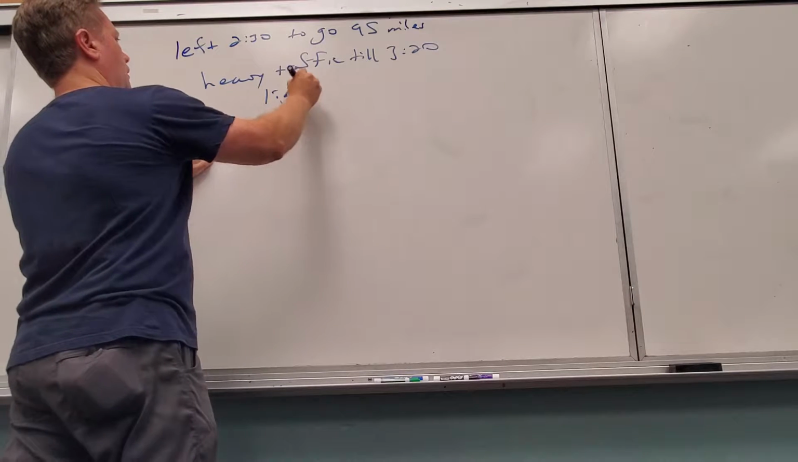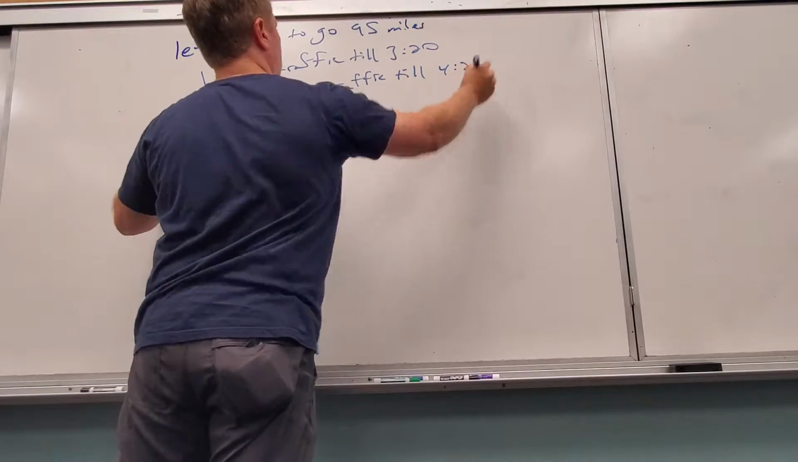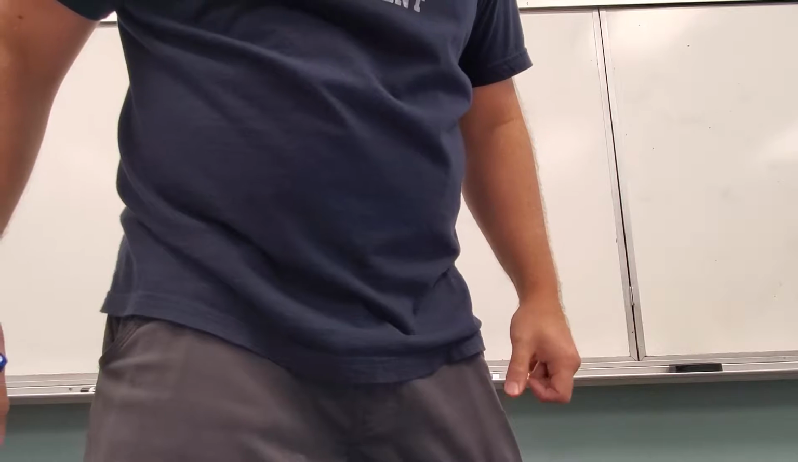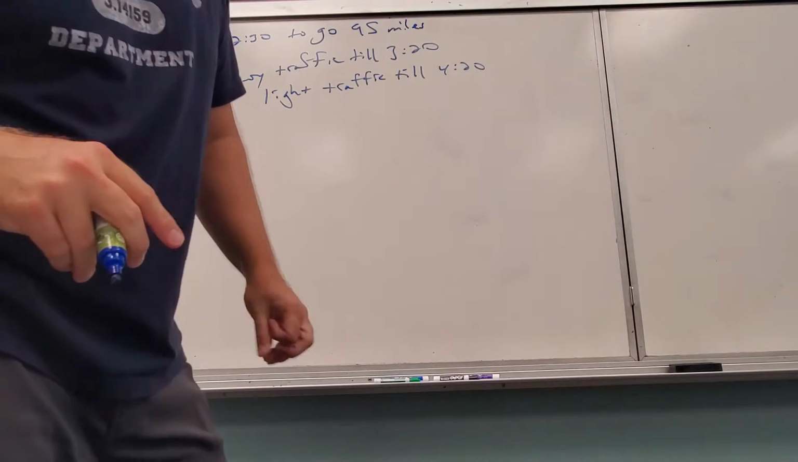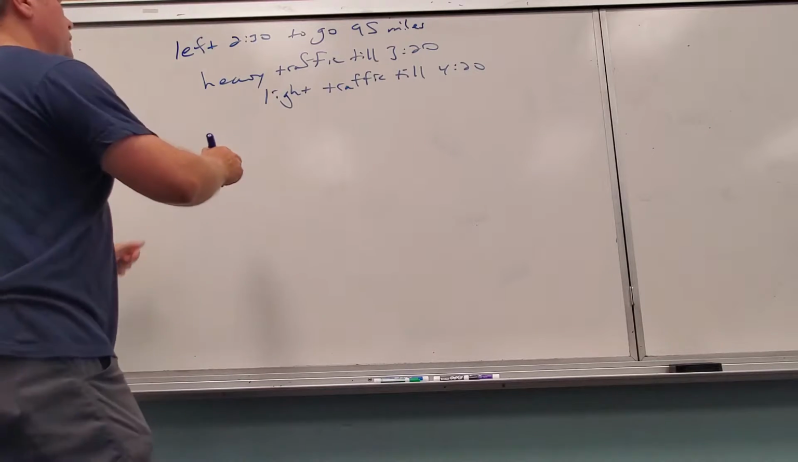Light traffic until 4:20. So her heavy traffic speed was 40 miles an hour slower than her speed in light traffic. Sounds about right.